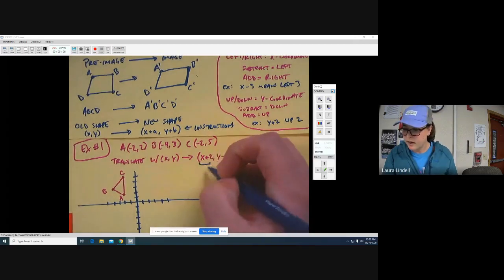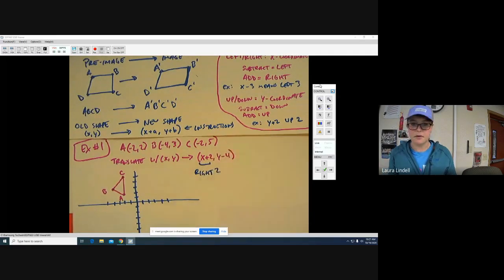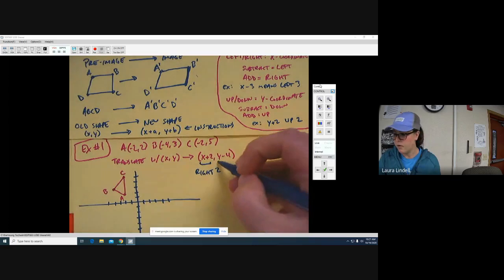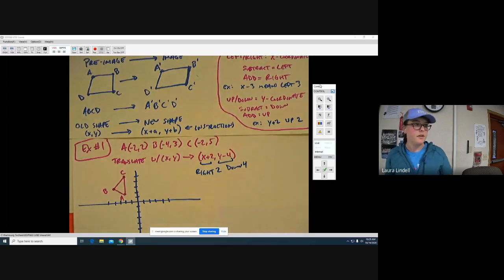X plus 2 is telling me right 2. And then what's y minus 4 telling me? Nice. Yeah, y minus 4 is telling me down 4. So we are going to be moving this entire shape 2 to the right and down 4.